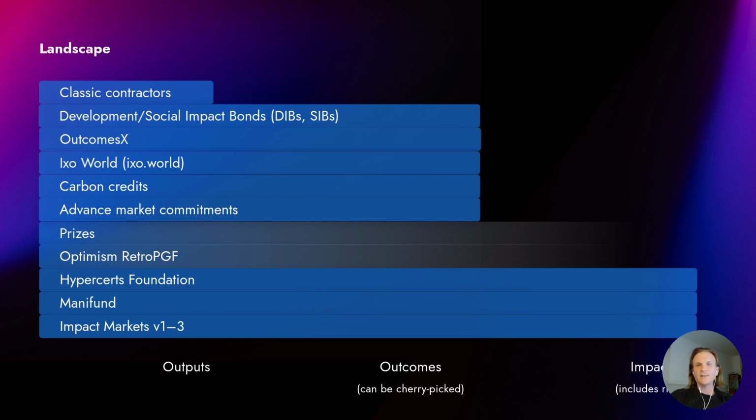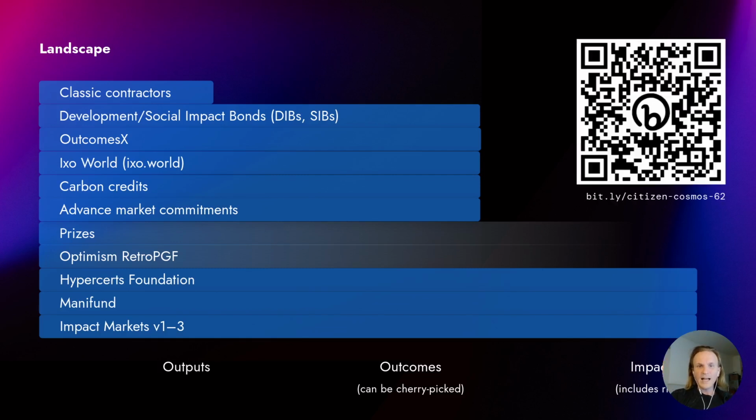OutcomesX, as the name says, is also focused on outcomes. They have the Impact Genome in the background, which is a project that has standardized a lot of outcomes, to the tune of 100 plus or so, and that is also a very sophisticated system that they're using that is completely focused on outcomes. ICSO World, I have not managed to get in touch with them, but they also seem to have a pretty mature system that I think is outcomes based.